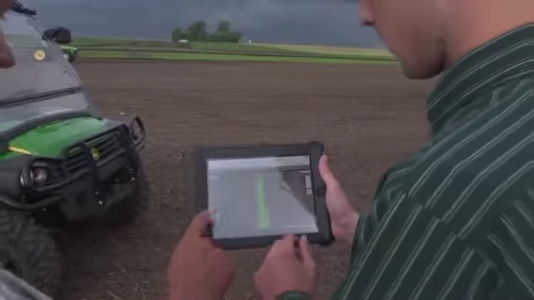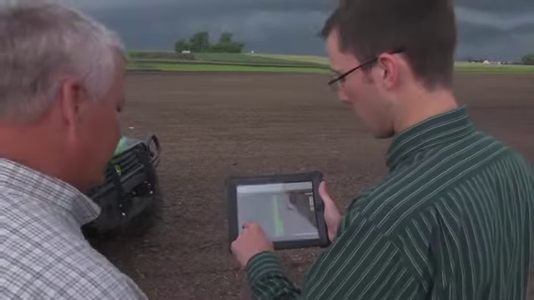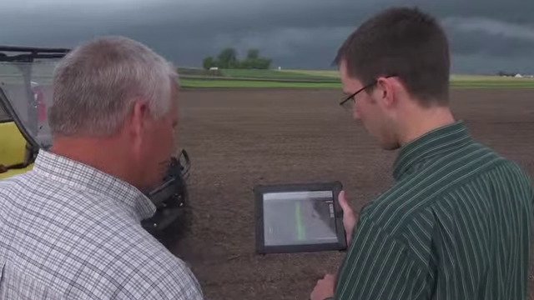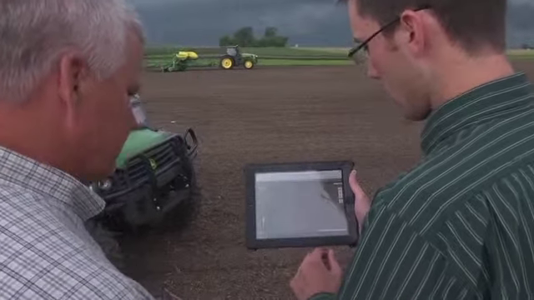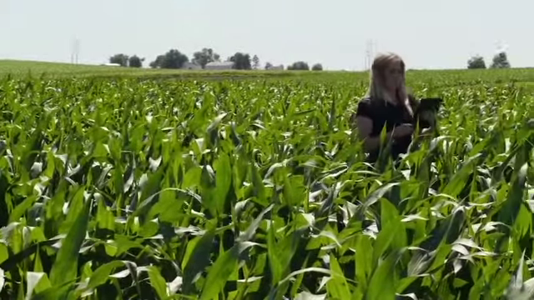And SeedStar Mobile collects the key pieces of data that are required to do that. You get one row that's not performing out of 12, that's 10%. 10% is what our profit is. You lose one row that's not working right, you could lose your profit for that year.